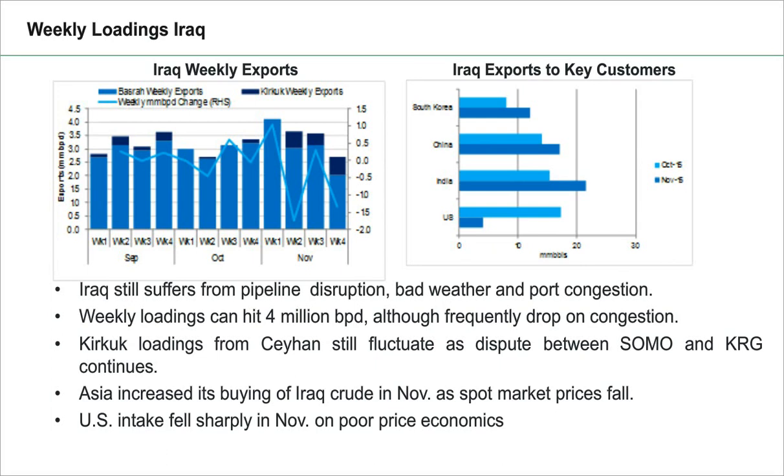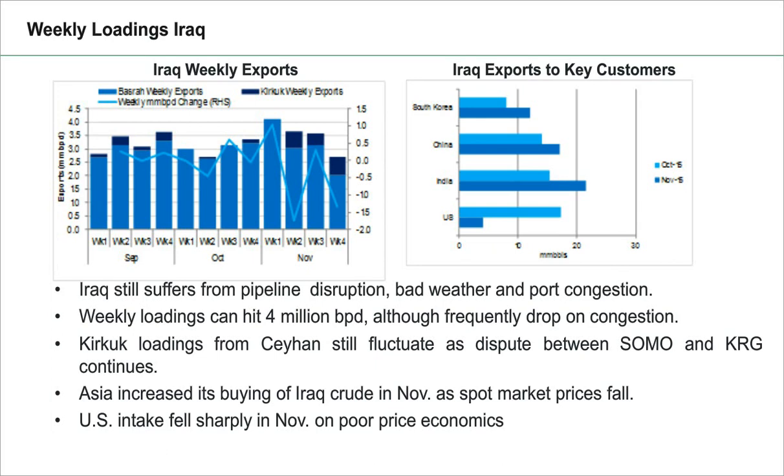So while Iraq has had some teething problems in maintaining its exports above the 3 million barrels per day mark due to technical issues we've seen and port congestion, they appear to have improved the loadings at the southern terminal in Basra, and we're seeing weekly loadings frequently reach above 3 million barrels per day. Kirkuk is something which we also track, and which is exported from the Turkish port of Ceyhan.